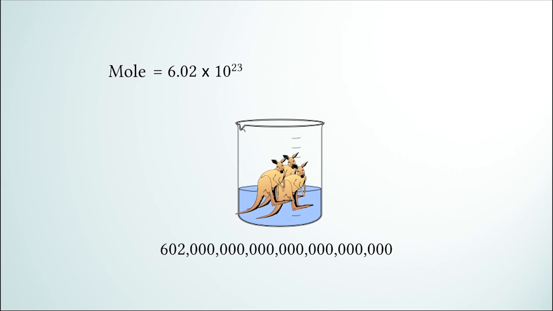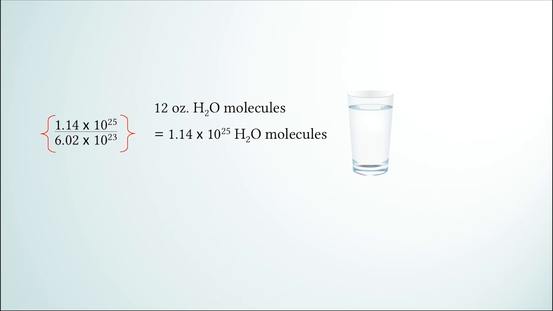Anyway, the word mole has to be big because we will always have lots and lots of atoms or molecules in a sample of matter. Say we had a glass of water that contained 12 ounces of water molecules. We could say there were 1.14 times 10 to the 25th molecules of H2O. Or we could take that number and divide it by 6.02 times 10 to the 23rd and say we have 18.9 moles of water molecules. Can you see that 18.9 is a much easier number to express than 1.14 times 10 to the 25th?